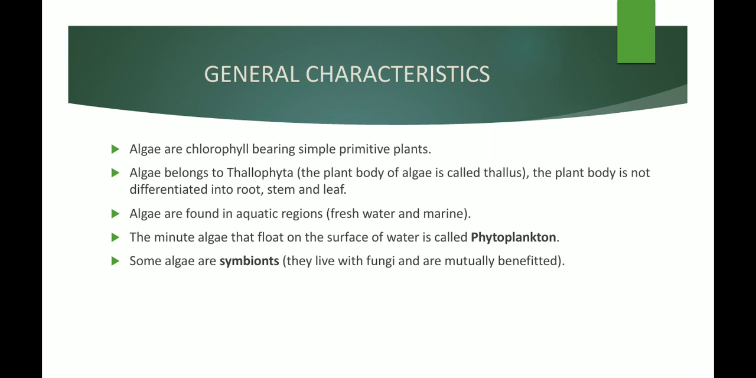Some algae live as symbionts. Symbionts means some algae live along with fungi, for mutual benefit. How is it possible? Some algae and fungi live together. Algae produce food and give it to the fungi, and in return fungi give shelter to the algae. Such mutually beneficial algae and fungi living together are called symbionts.